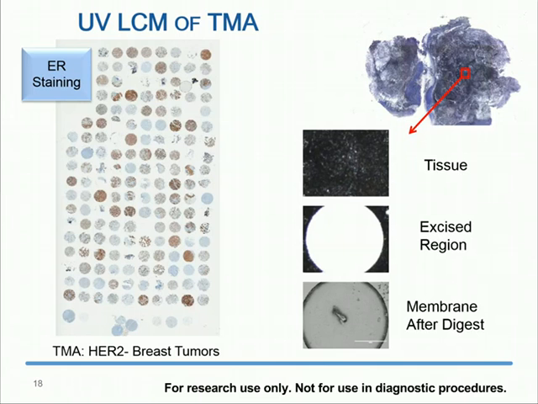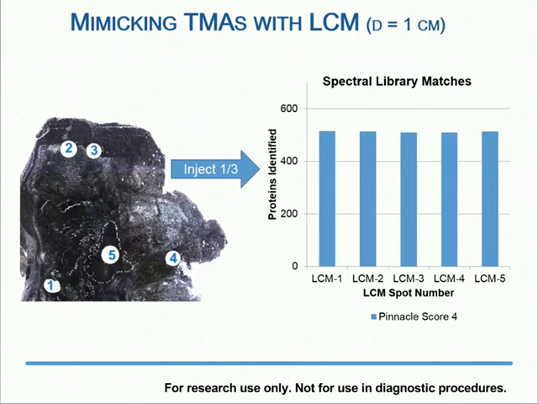And we've been able to show that we're able to excise these things with UV laser capture microdissection using the latest Arcturus instrument. We can also do this from tissue as a simulation. We can take the tissue section, cut out a 1 millimeter circle, as you can see on the right here, and then take another image to show that we've completely eliminated all of the content that was on the membrane after the digestion procedure is over.